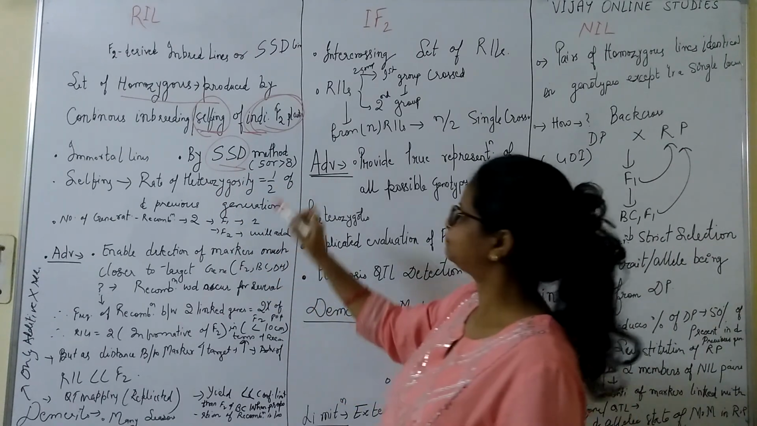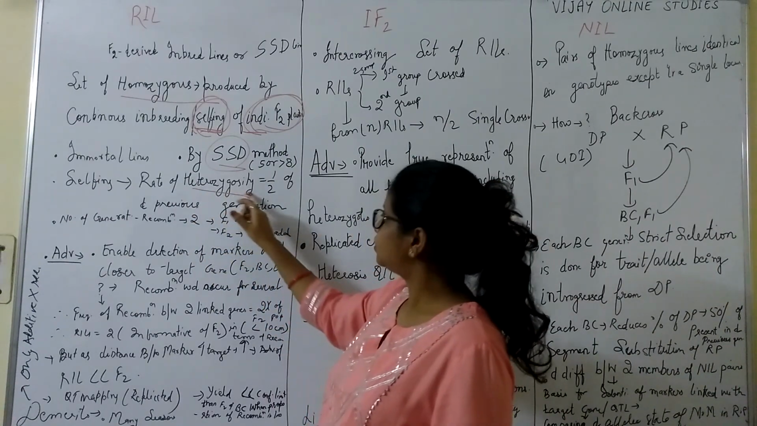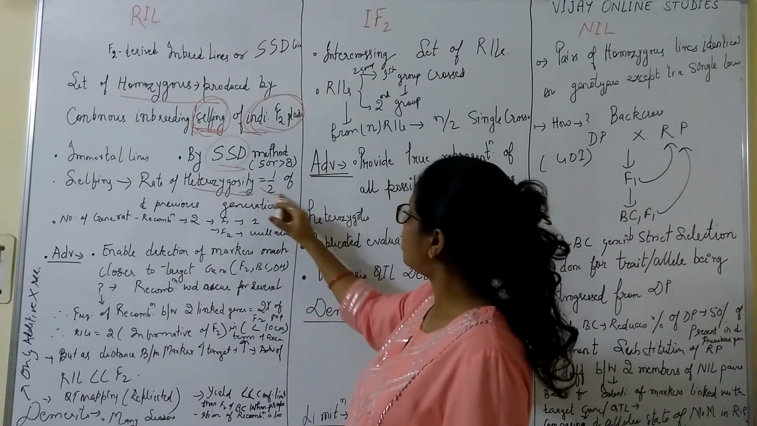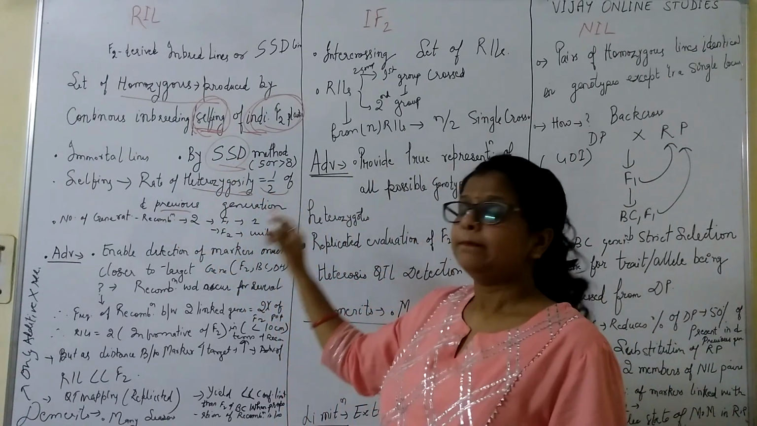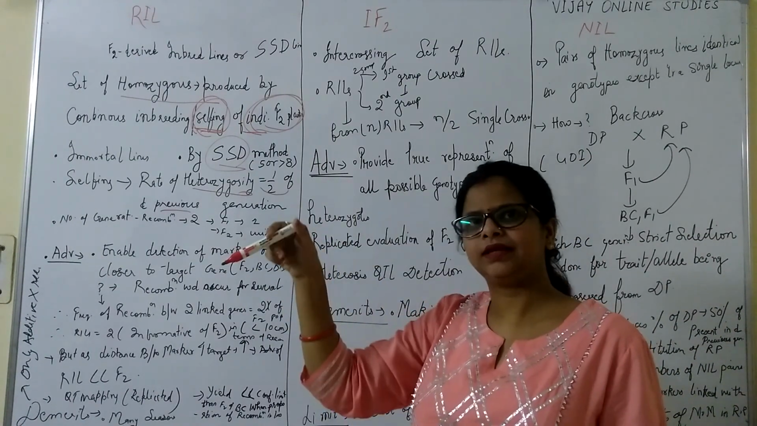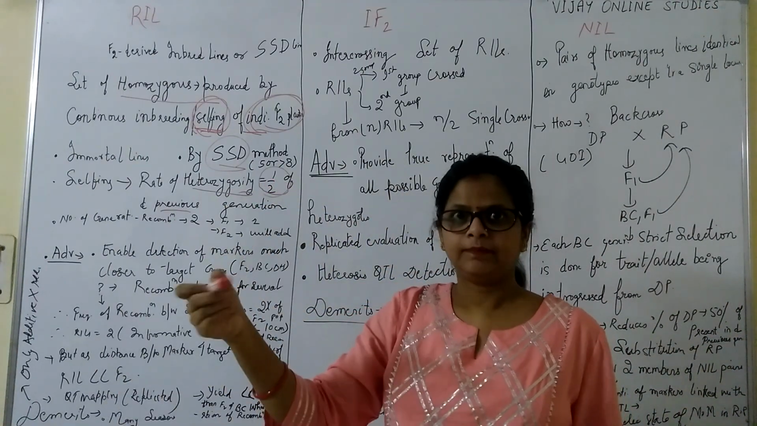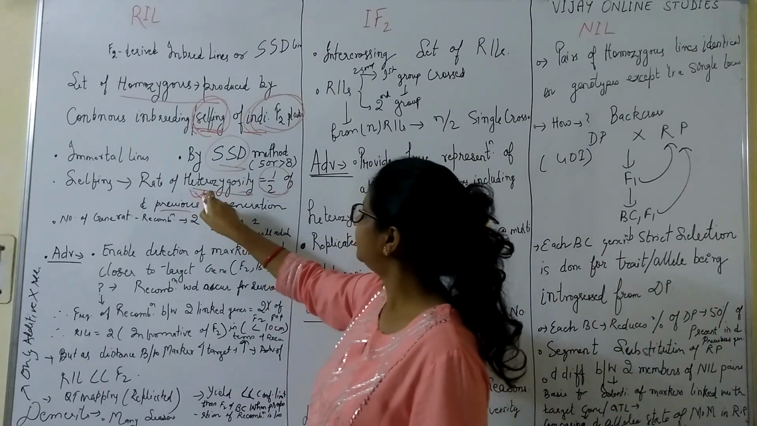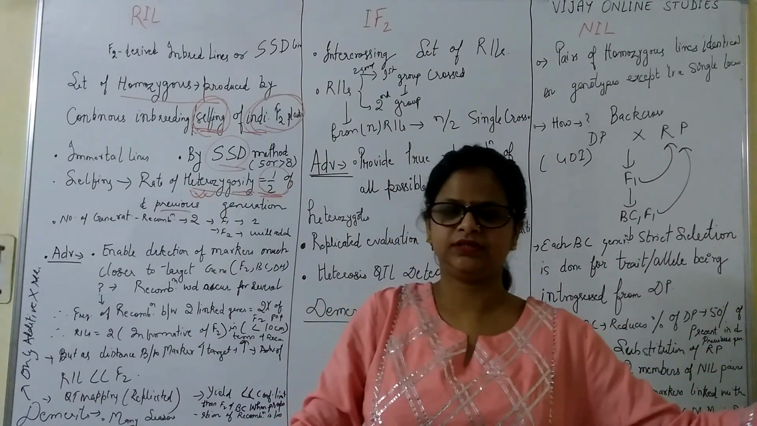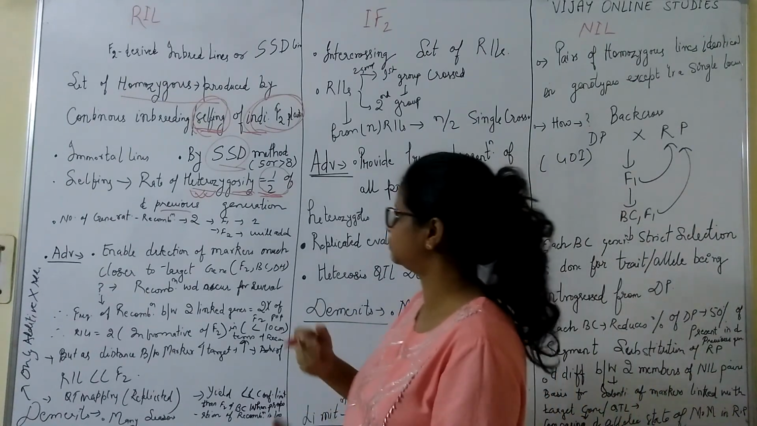more than 8 generations. Why do you go for selfing? Because selfing reduces heterozygosity. The rate at which heterozygosity is reduced in selfing is half of the previous generation. Even with sib mating you can get it, but in that case the rate of heterozygosity is 1/4 of the previous generation. But by selfing, heterozygosity is reduced by half in each generation, and thus you get more homozygous lines with each generation.